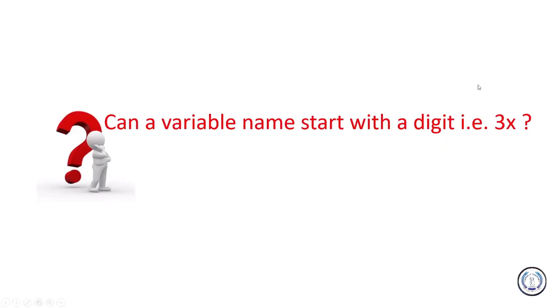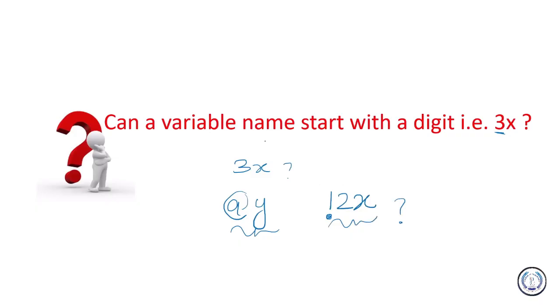For example, is it possible that a variable name starts with a digit? Is 3x a valid variable name? Or for example, at the rate of y, is that a variable name? Or this symbol times 2 times x, is that a variable name? What are the conventions for variable names?